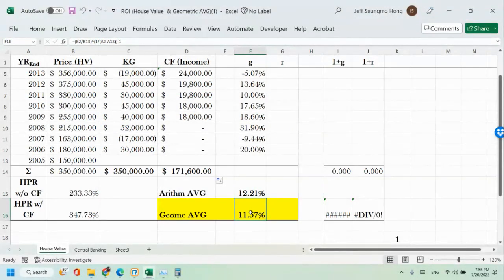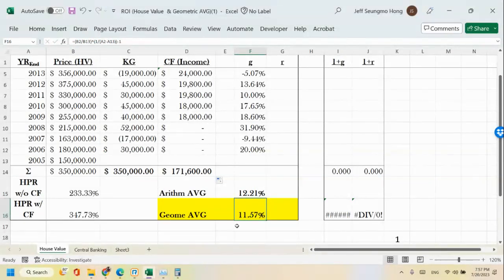Actual unbiased annualized growth rate is actually calculated this way, which is called geometric average. But why is it like this? Isn't this good enough? It is close, but it's not good enough because it's overstating the true growth rate.